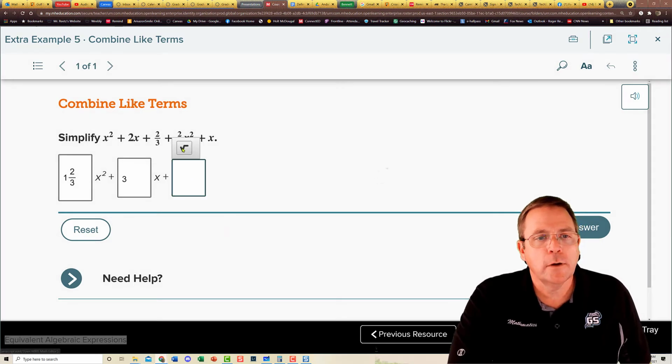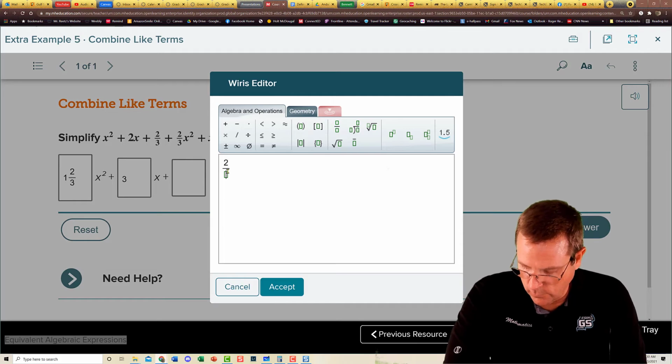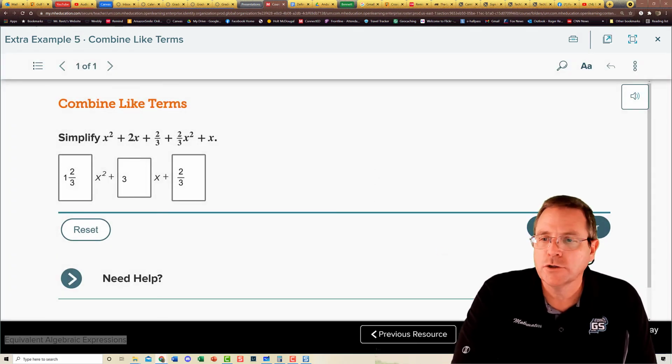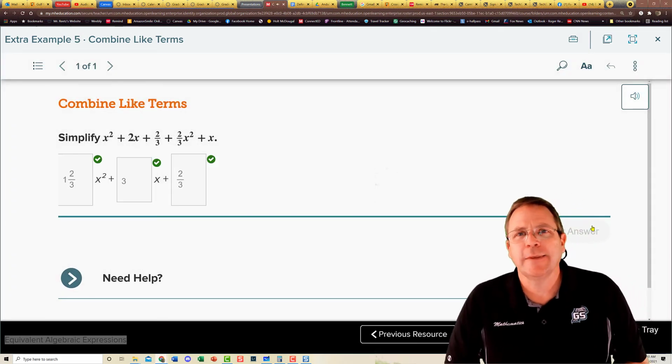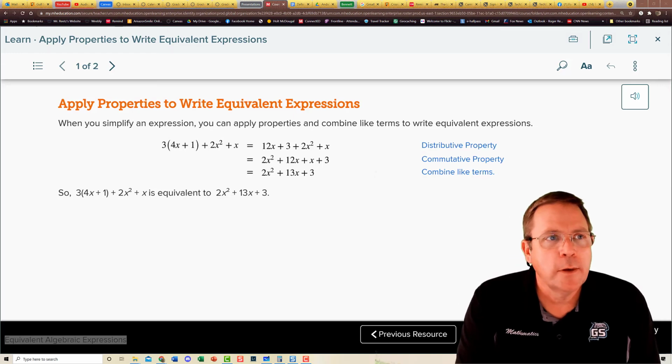And then this one here, it was just a 2/3, so we're going to take and put in a 2/3 and check it. The answer checks. Easy math, nothing to do in it, just take your time, combine the things that are like. Now we're going to take this a little bit further.